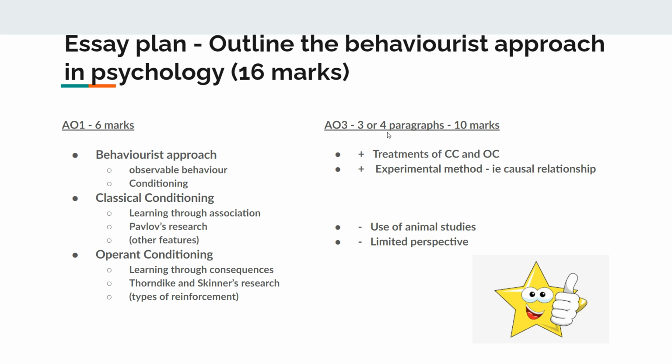Weaknesses, I would focus on the use of animal studies. So as we said, we've got Pavlov's dogs, Skinner's rats, pigeons, Thorndike's cats. Use of animal studies, is it too simplistic to generalise this to humans? Animals aren't as complex beings, all that sort of thing.